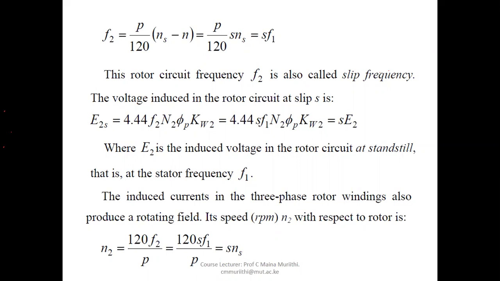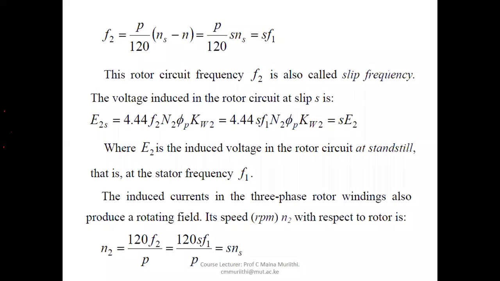This also affects the EMF. When the rotor was standstill, it induced maximum EMF on the rotor side. But once the rotor starts to rotate in the same direction as the revolving magnetic field, then the EMF on the rotor side reduces by a factor of the slip.